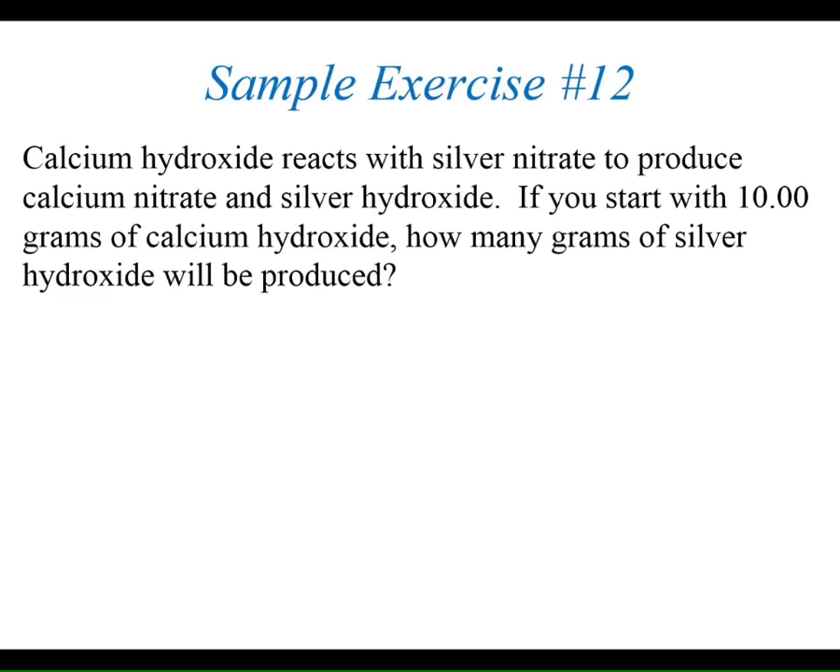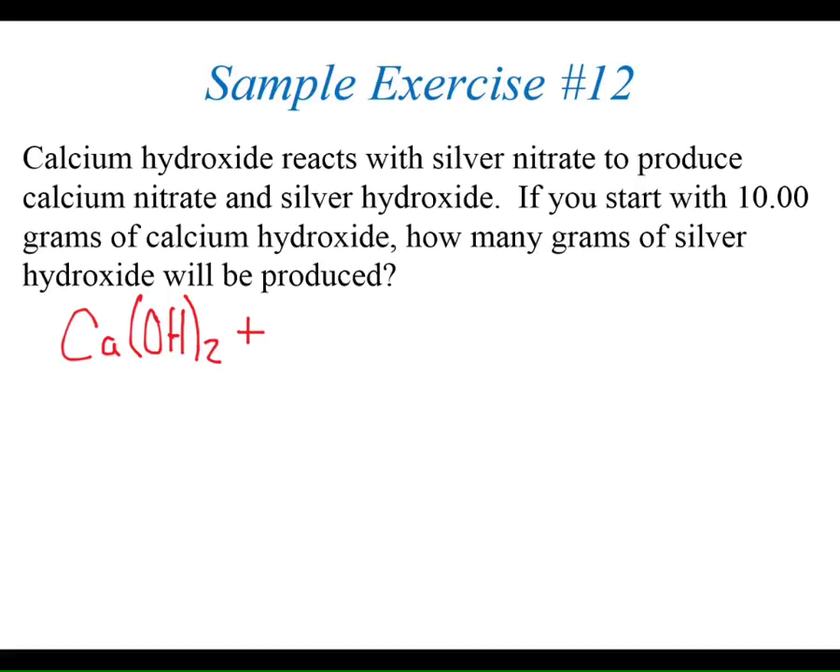So what's calcium hydroxide's formula? Ca(OH)2. Right, calcium's 2 plus, it's in group 2. Hydroxide is 1 negative, you had to memorize that. Okay. Reacts with, so plus, silver nitrate.